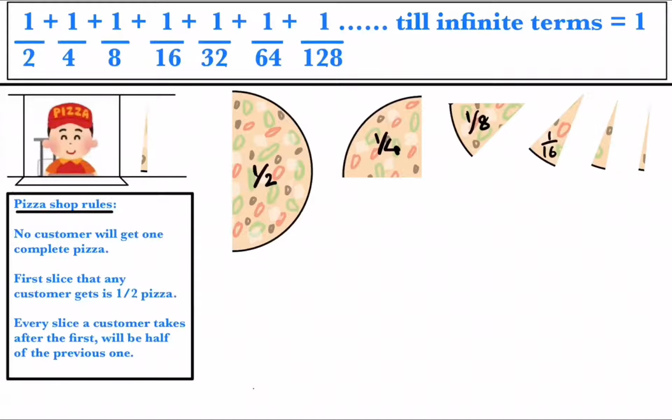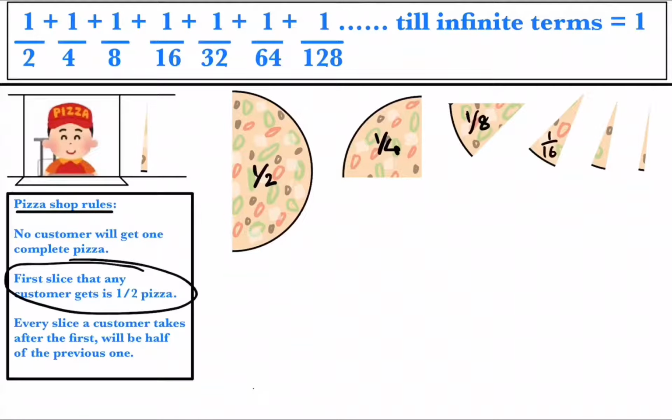I know now your mouth must be watering, but please do not let the pizza distract you. So stay focused and listen carefully. Basically, you go to a pizza shop, and unlike other pizza shops, this pizza shop has a very weird set of rules. The very first rule is no customer will get one complete pizza.